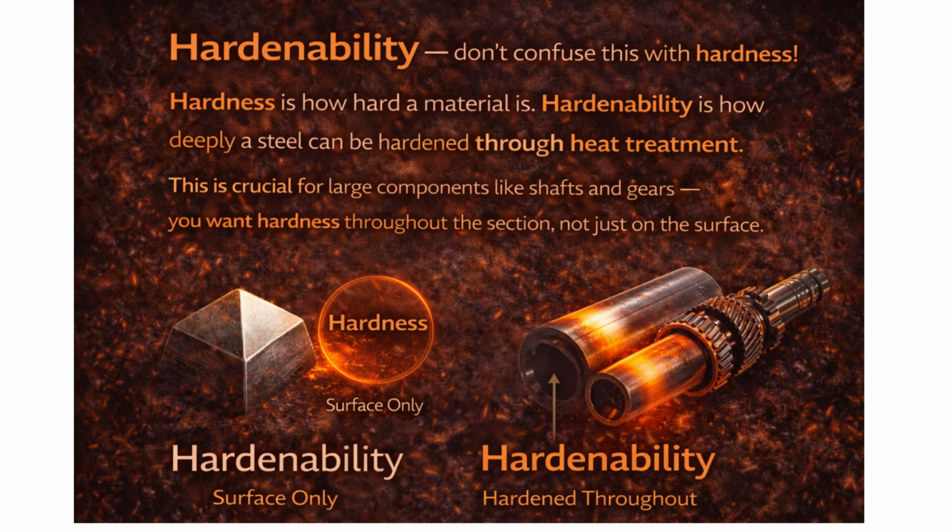Hardenability, don't confuse this with hardness. Hardness is how hard a material is. Hardenability is how deeply a steel can be hardened through heat treatment. This is crucial for large components like shafts and gears. You want hardness throughout the section, not just on the surface.